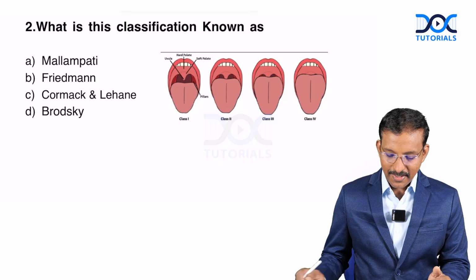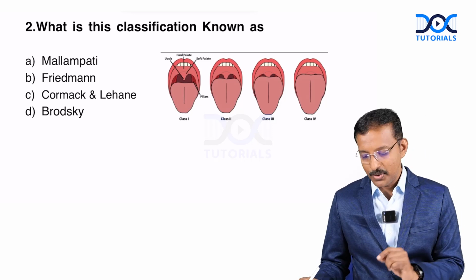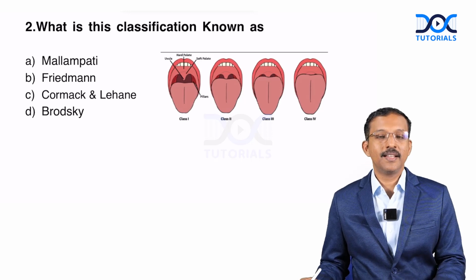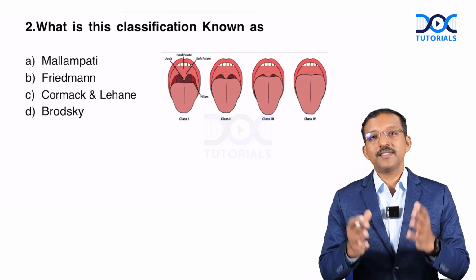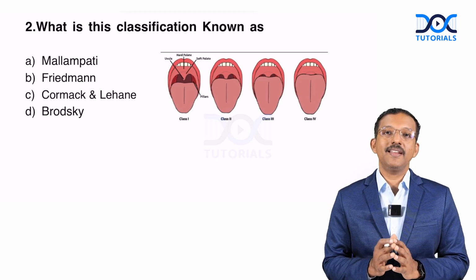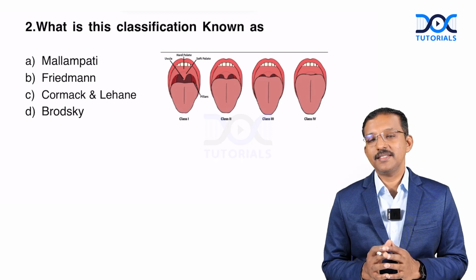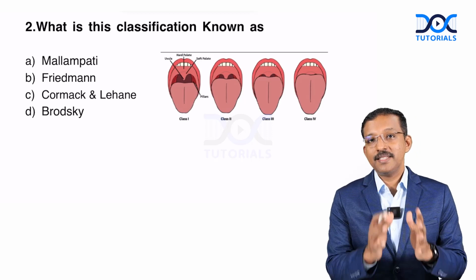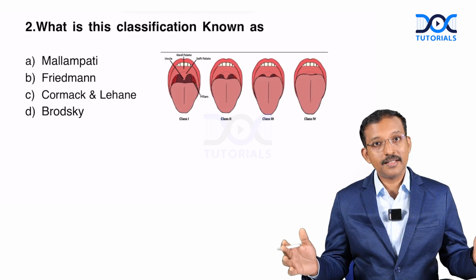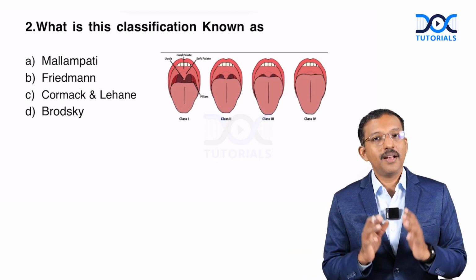Now see, the question here is, what is this classification known as? Question number 2 is, what is this classification known as? We have seen enough and more times the question has been repeated: whenever you think about assessment of the airway, Mallampati comes to your tongue. So Mallampati assessment is probably the best assessment, which has stood the test of time. Although many assessments came in, Mallampati remains the same.